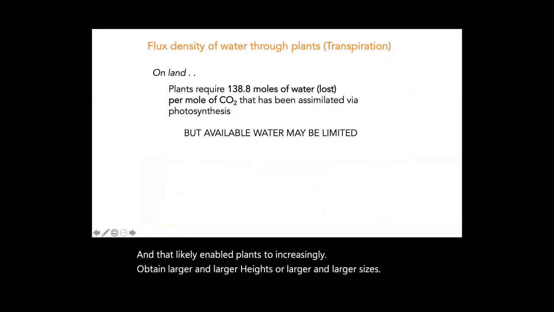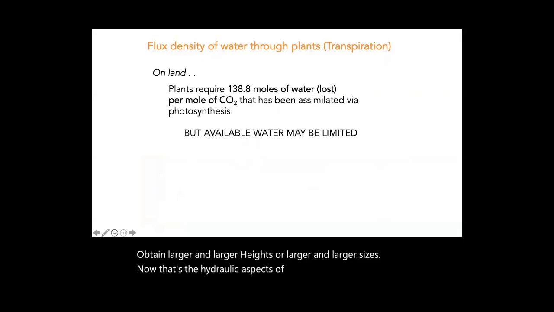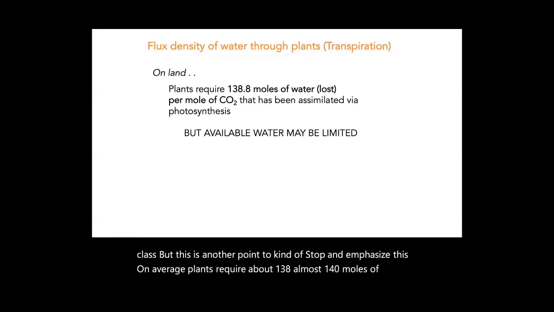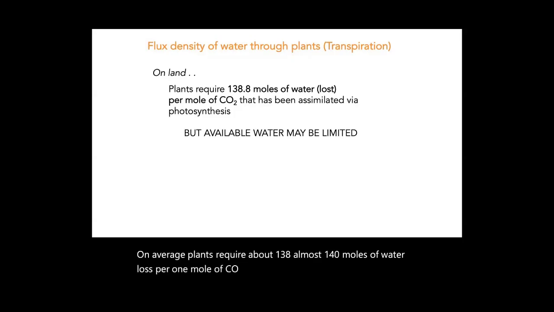Now, that's the hydraulic aspects of increases in size. Now, there's this other constraint having to do with this photosynthesis transpiration compromise. And so on land, plants require, and I think I emphasized to you earlier in class, but this is another point to stop and emphasize this. On average, plants require about 138, almost 140 moles of water loss per 1 mole of CO2 that's assimilated by photosynthesis. So plants have to blow off a lot of water in order to assimilate just 1 mole of CO2.